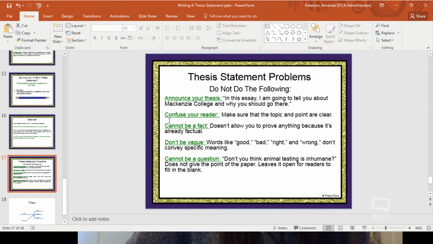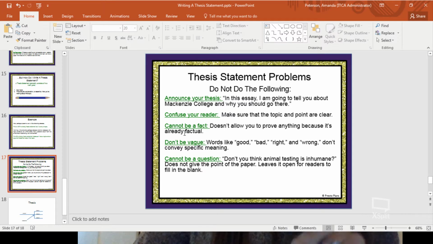Now, here are some problems. So do not do the following. Announce your thesis, like "In this essay, I'm going to tell you about Mackenzie College and why you should go there." Don't announce that. That's not good. Or confuse your reader. Make sure the topic and point are clear. Again, you want to be painfully clear.